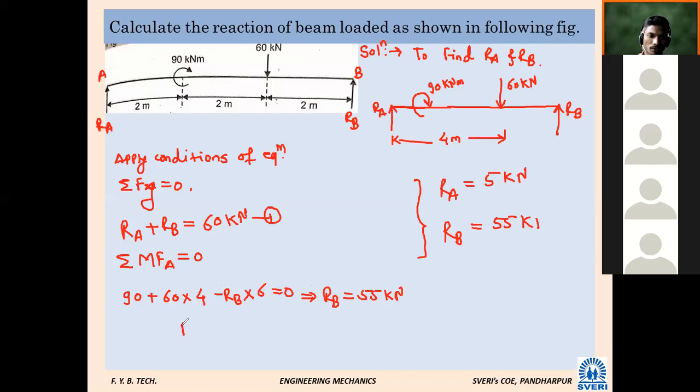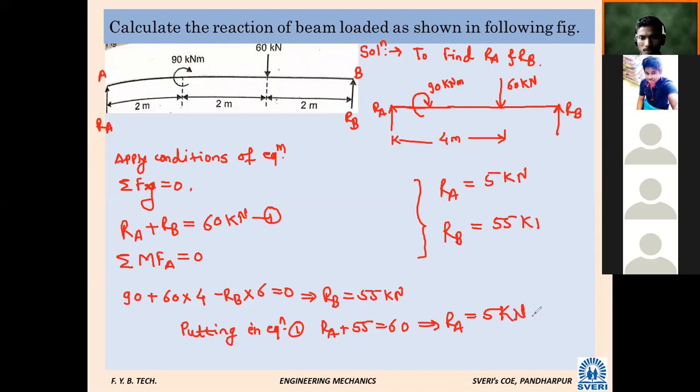Putting in equation 1, you will get RA plus 55 equal to 60, which implies RA is equal to 5. Is it so difficult? Is it so difficult, Abhijit? Have you solved? Suraj, have you got it? Yes, sir. Shall we go next? Yes, sir. We will go next.